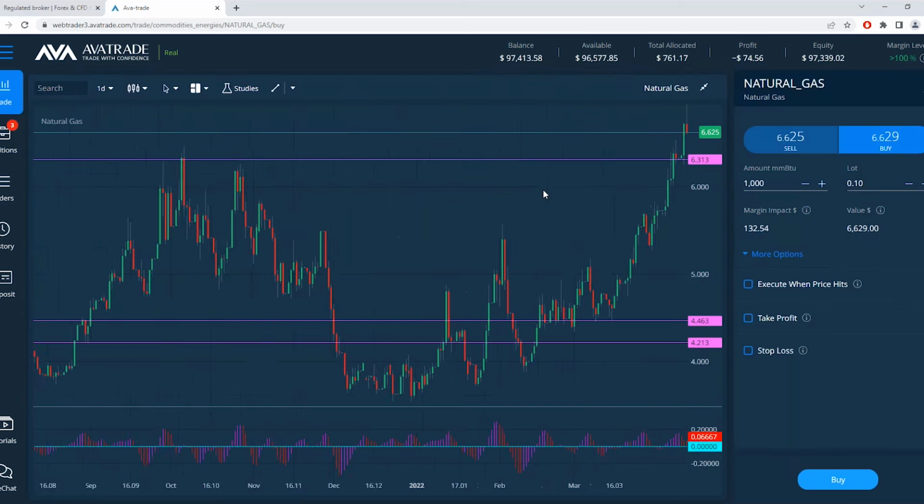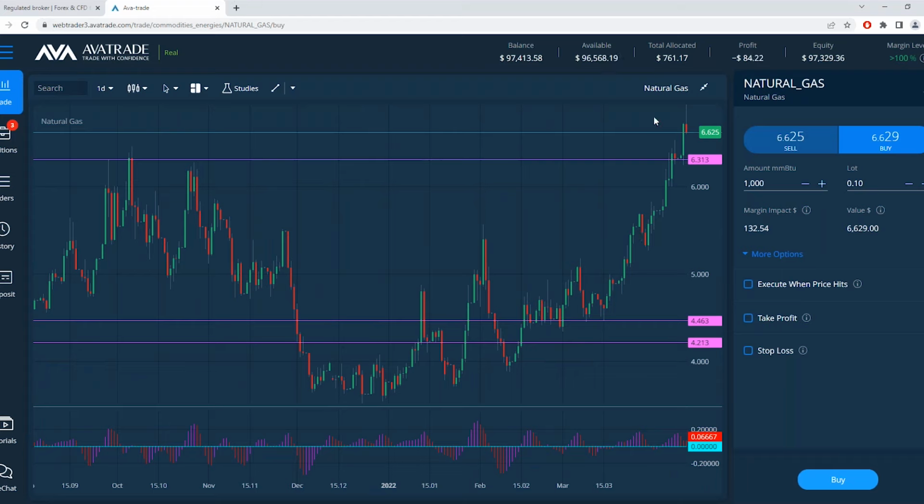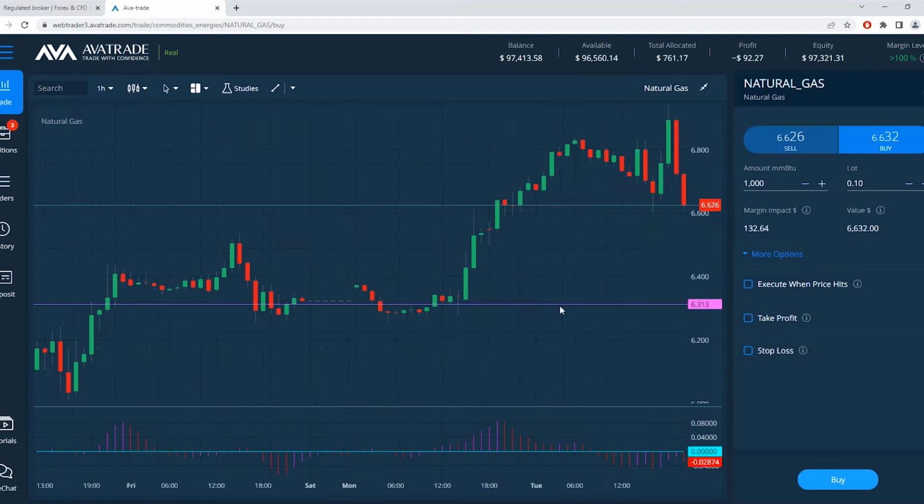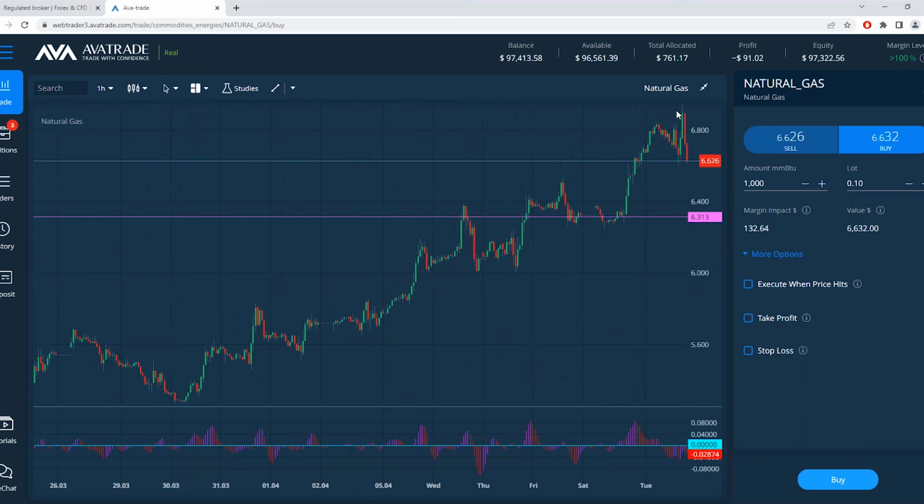Okay, we see a big bull run up on natural gas. Why? Because of supply concerns out of Russia. If we go to 1 hour candles, a little bit of a pullback today. After it went up the last couple hours, it pulled back. Okay, you could see that as an opportunity if you want to buy on this. It's come down some.